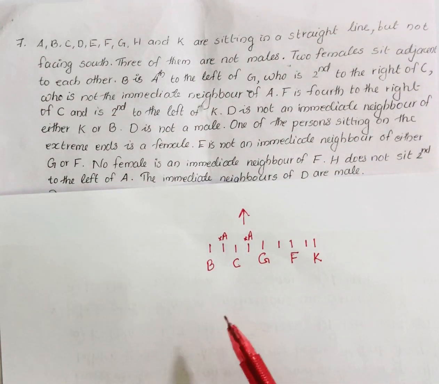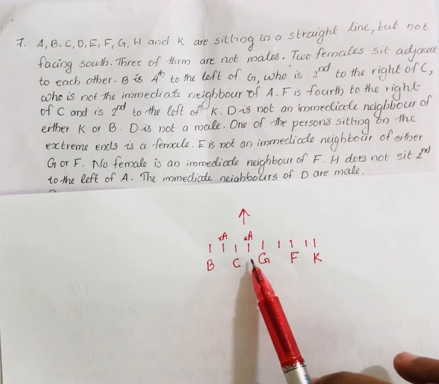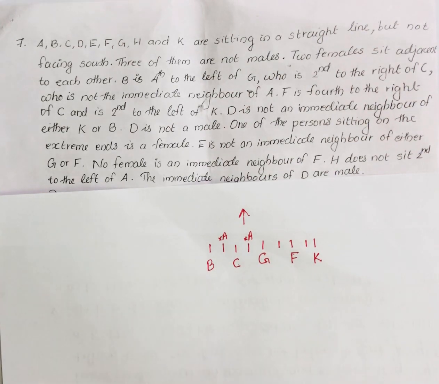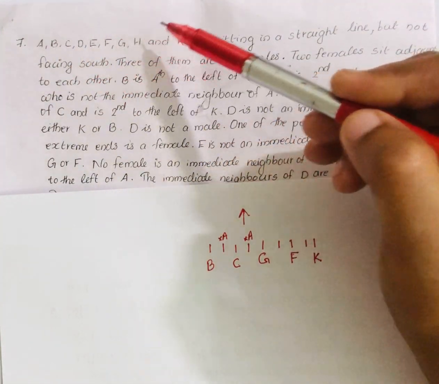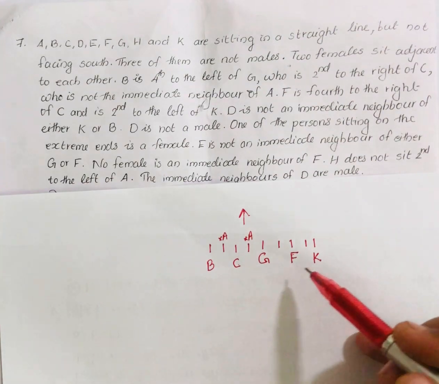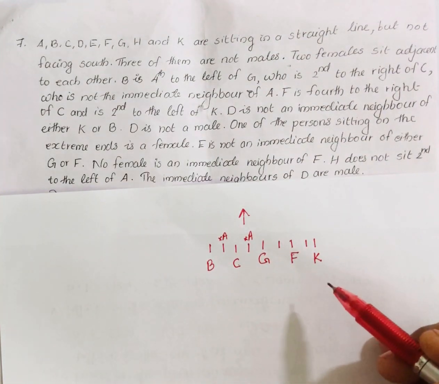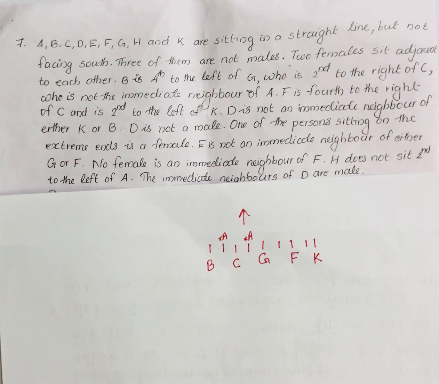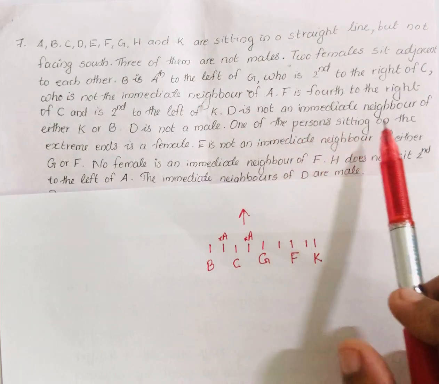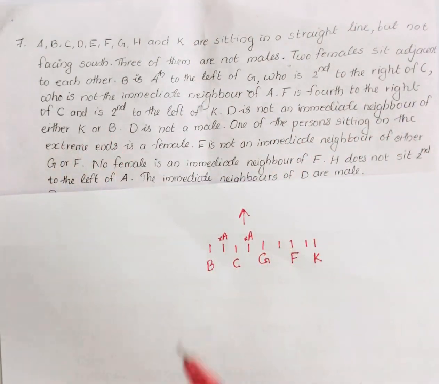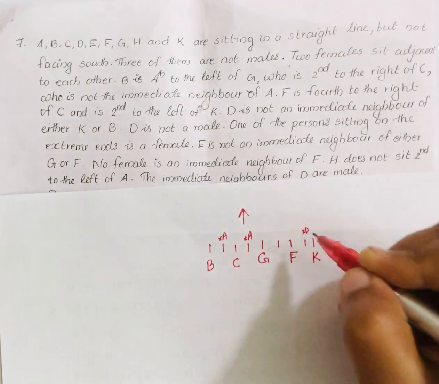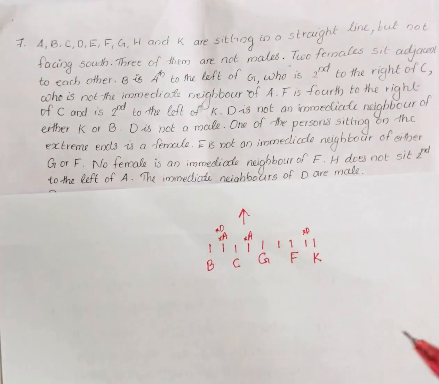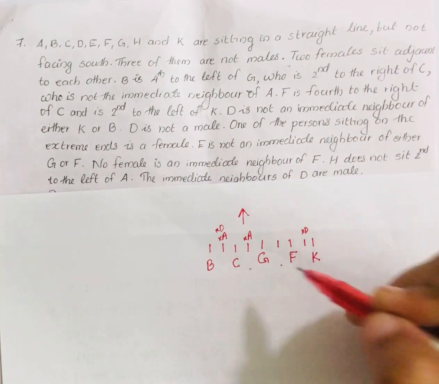So now how many persons are there? 1, 2, 3, 4, 5, 6, 7, 8, 9 persons are there in our question. So all places are here. We have to fill up these places. Okay. Then the next condition is given. D is not an immediate neighbor of either K or B. D cannot be a neighbor of K or B means D cannot be here and it cannot be here also. So D can be either here or here.